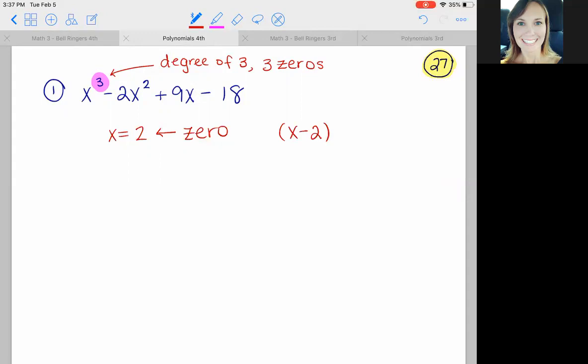Now, knowing that my 0 written as a factor is x minus 2, I can divide in order to get this equation down to a quadratic. This is the whole entire point of us learning long division, to be able to do problems like this one. So doing long division, I'm going to put x minus 2 in the front, and I'm going to put my polynomial inside of my division symbol.